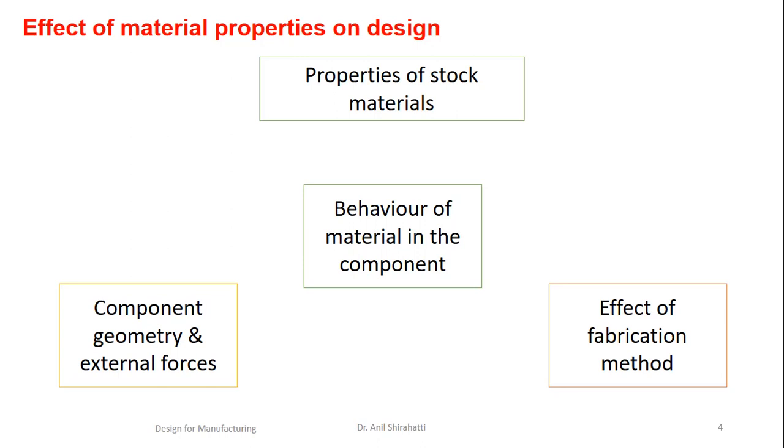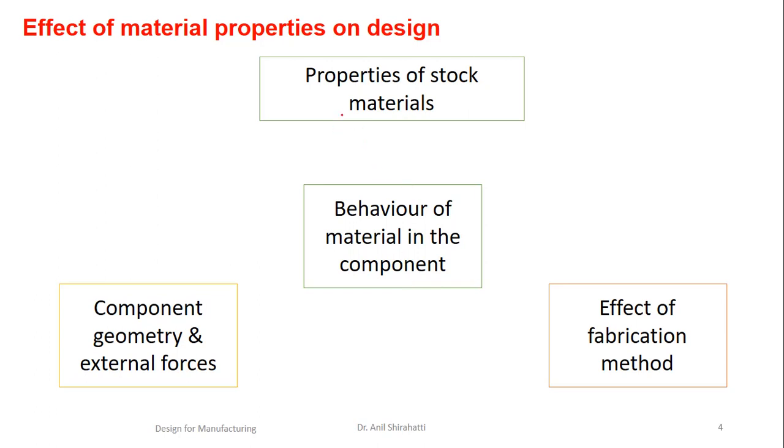So let's start with a simple block diagram. You can see in this block diagram there are 5 components. One component is the property of the stock of the material. Next is the component geometry and external forces acting. Then the effect of the fabrication method or the process of manufacturing. All these 3 will have an effect on the behavior of the material in the component. The component can be a single material component or it can be an assembly of different material components.